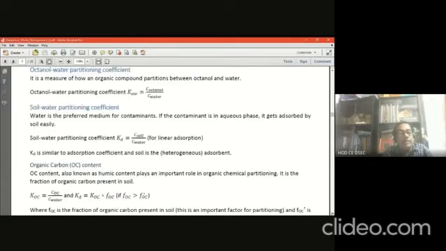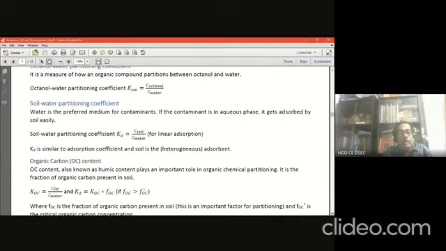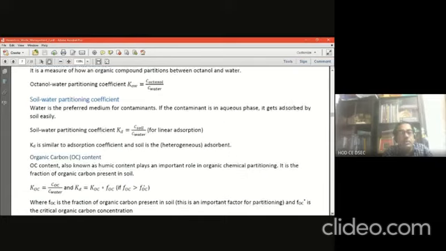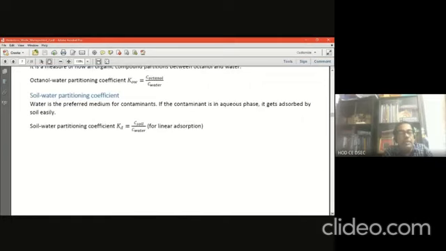Organic carbon content, also known as the humic coefficient, plays an important role in organic chemical partitioning. It is the fraction of organic carbon present in soil. That means KOC equals COC divided by C water.